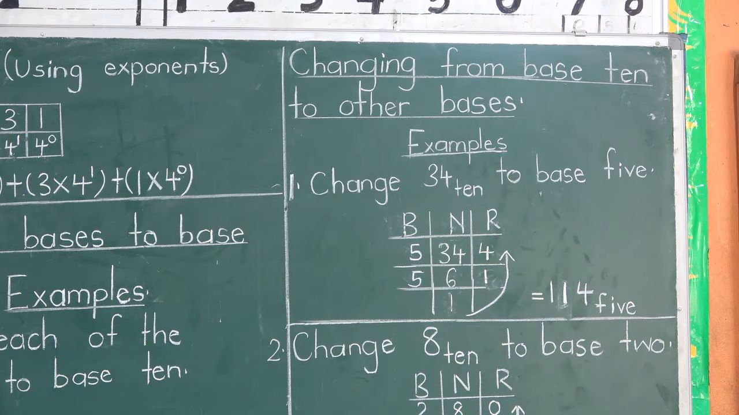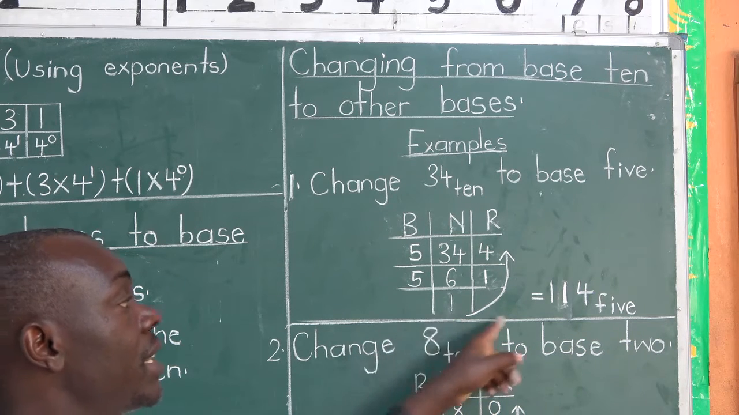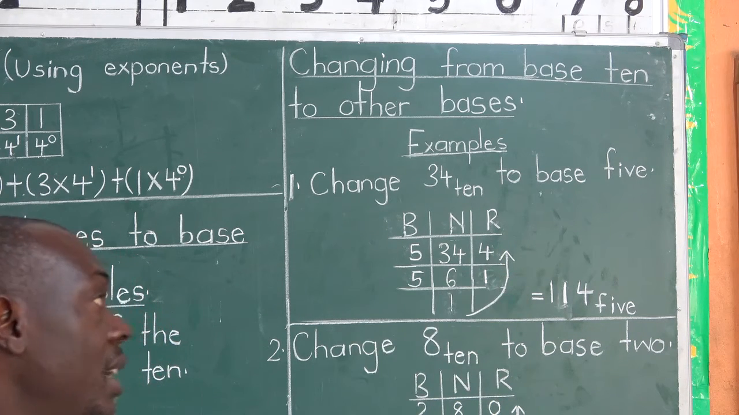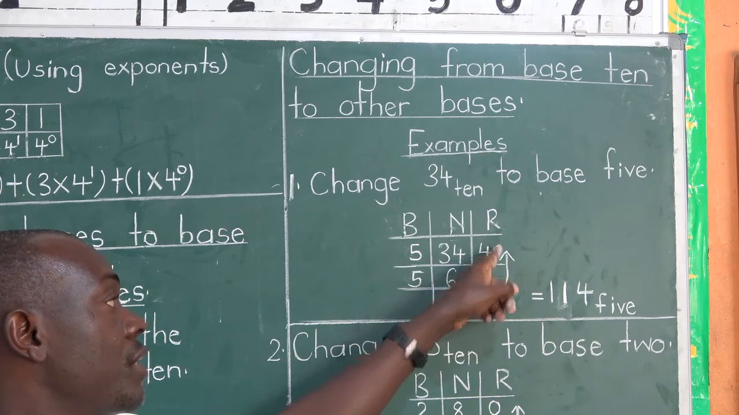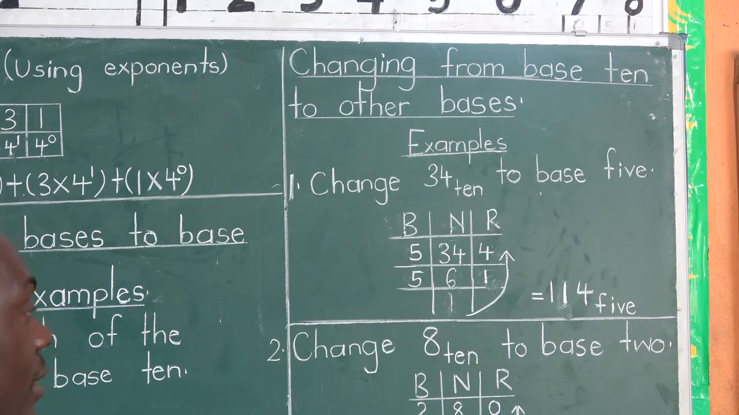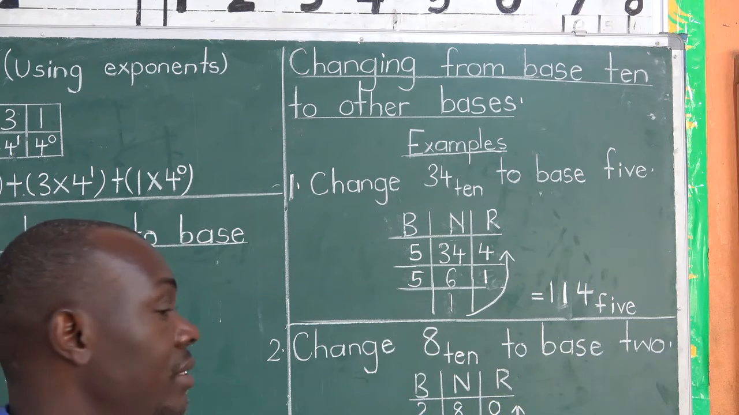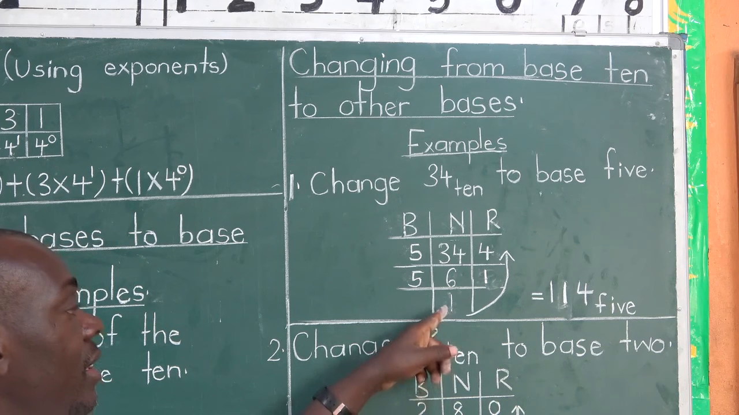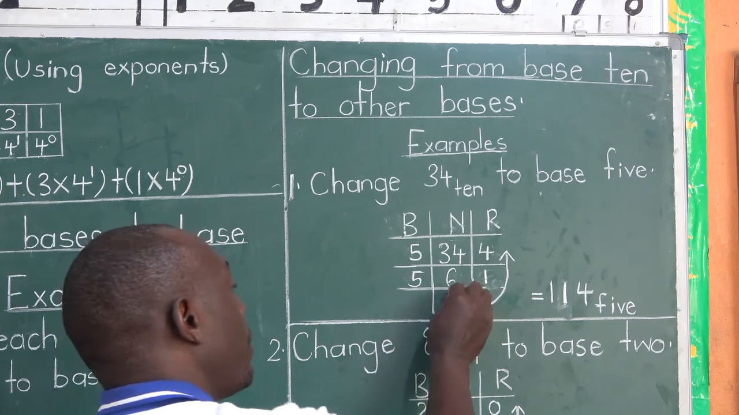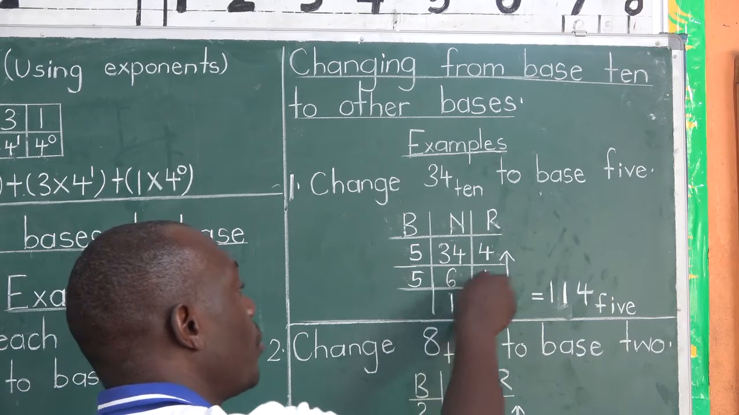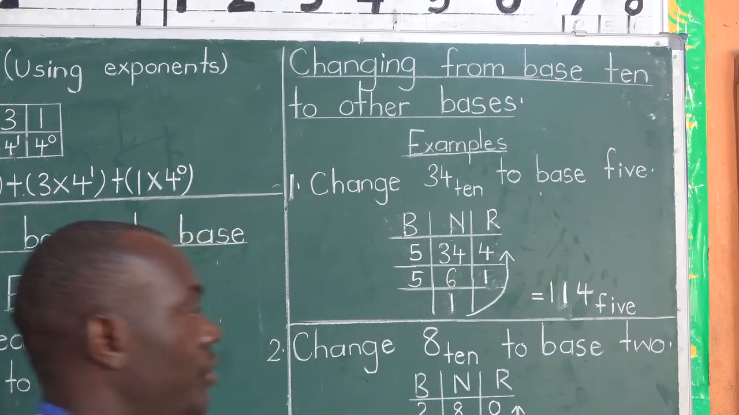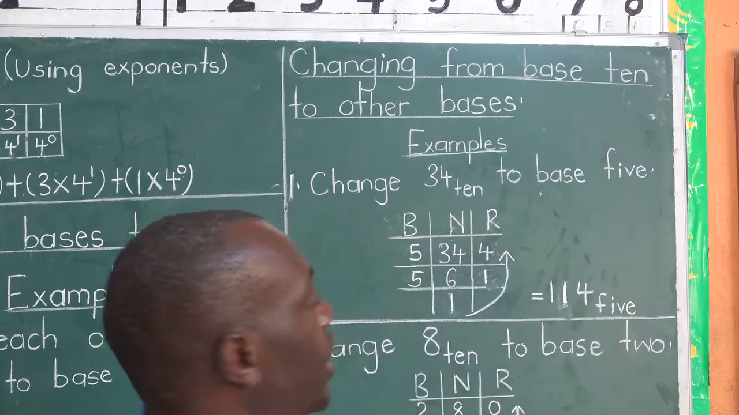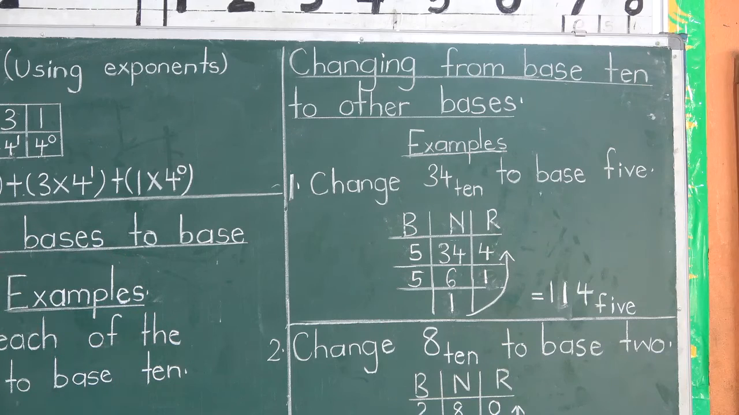Then the answer will be written from the last remainder to the first remainder. The first remainder was 4, and the last remainder is the 1. Remember, this 1 is not divided, therefore it remains undivided. So it's the last remainder. Then write the answer going up, that's upwards. 114 base 5. And that's all. That's the answer.